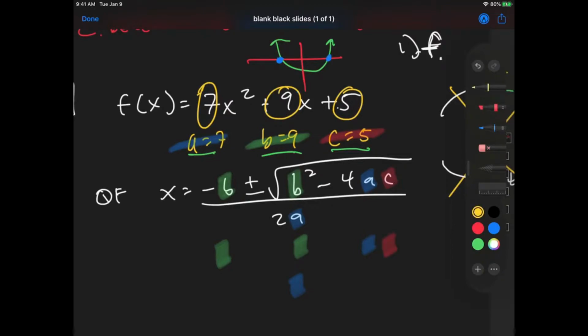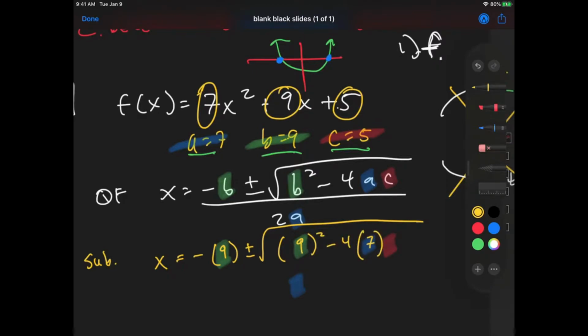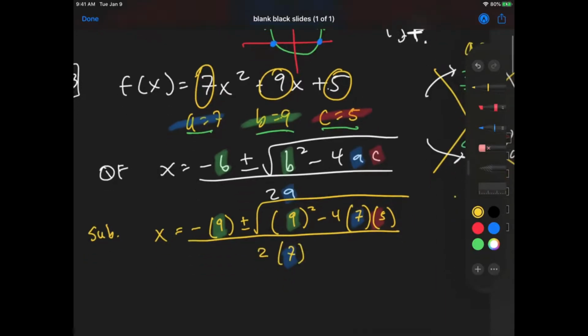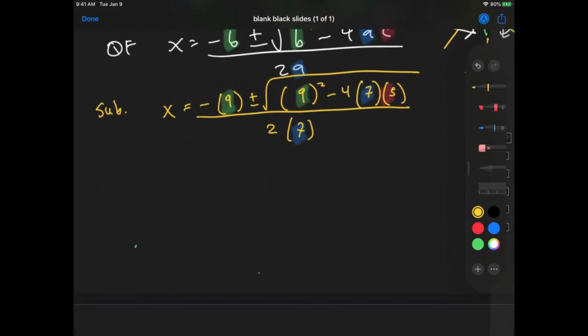All right, let's do our substitution. Let's replace what we see, okay? The B value was in green there. That is a 9. Plus or minus the square root. Your B value is 9 squared minus 4 times the A value, which is 7, times the C value, which is 5. All over, make that fraction line super long, 2 times the A value, which is 7. Okay, what do we do next?